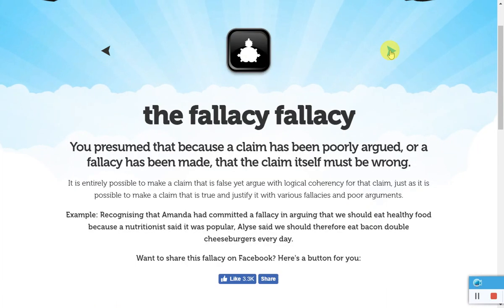4. The fallacy fallacy. You presumed that, because a claim has been poorly argued, or a fallacy has been made, that the claim itself must be wrong. It is entirely possible to make a claim that is false yet argue with logical coherency for that claim, just as it is possible to make a claim that is true and justify it with various fallacies and poor arguments. Example: recognizing that Amanda had committed a fallacy in arguing that we should eat healthy food because a nutritionist said it was popular, Alice said we should therefore eat bacon double cheeseburgers every day.